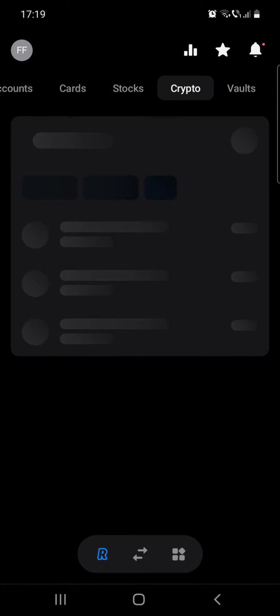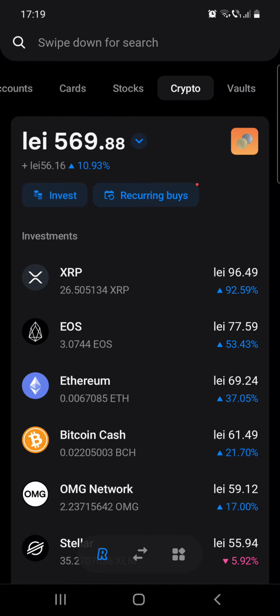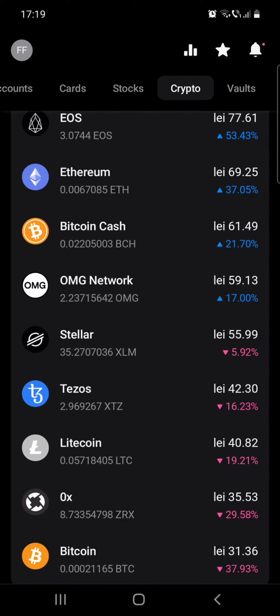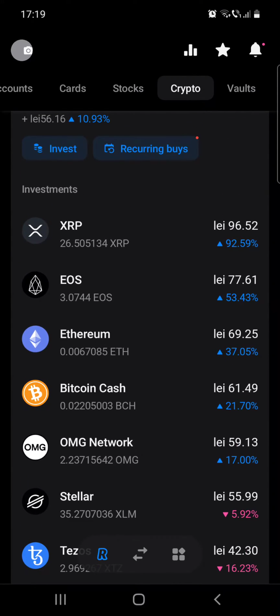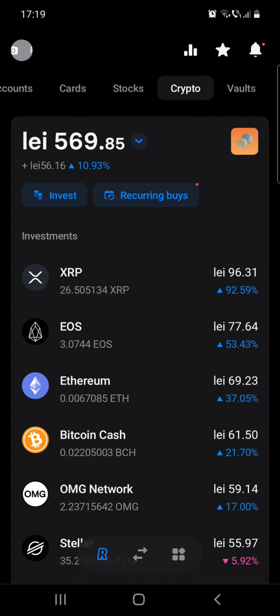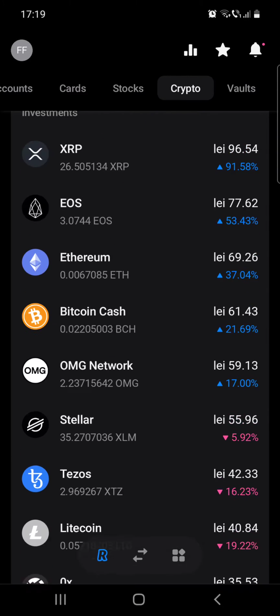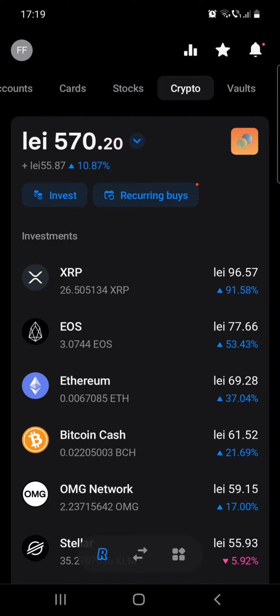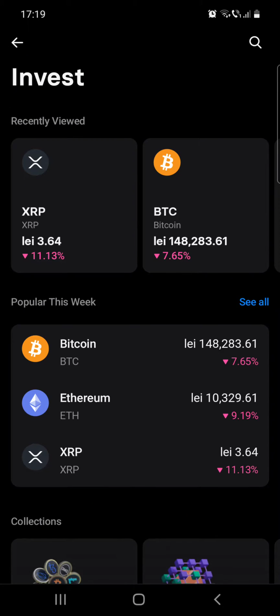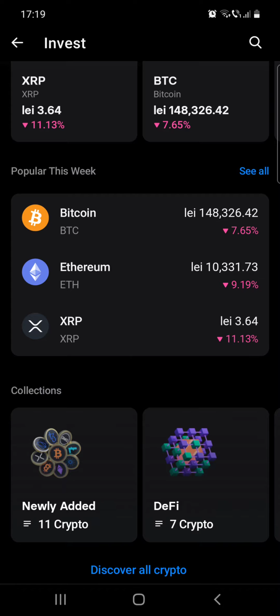Trade crypto. So here you can buy or send or change crypto as you wish. Right now they have available, I think, 21 different cryptos. Let's see.